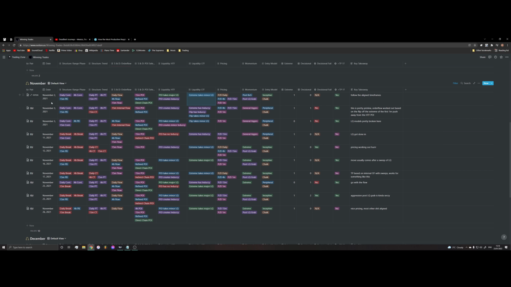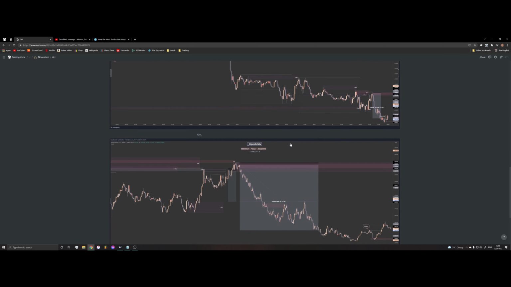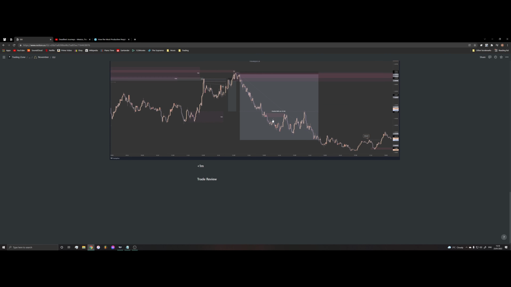So realistically, your main things that you want to find similarities between is going to be multi-timeframe structure. You can do this how you want. In my case, I've got range phase as part of my structure and then trend as part of my structure. So the way I've split that up is, if we have a look at this one, this was a GU trade that I took, and I've got all my multi-timeframe screenshots here.